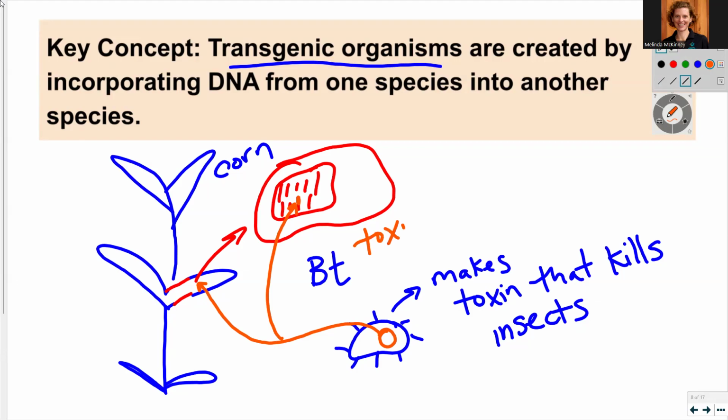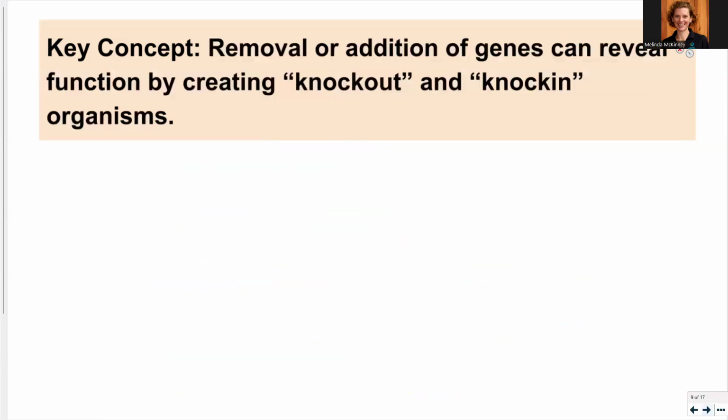Okay. So anytime we have two different organisms, a bacteria, a plant, modified and put together, that's called a transgenic organism. So two different species. Another concept that's common in biotechnology is modifying organisms and creating knockout organisms or knock-in organisms.